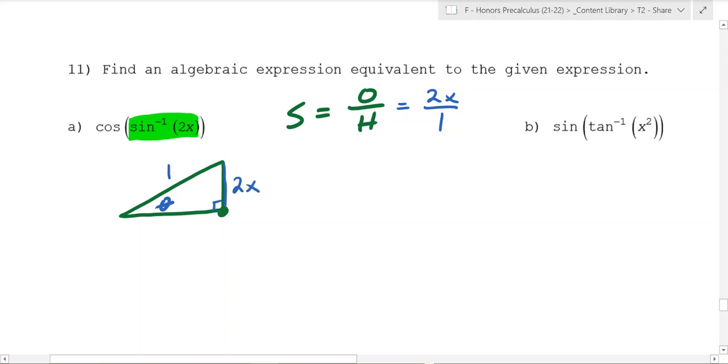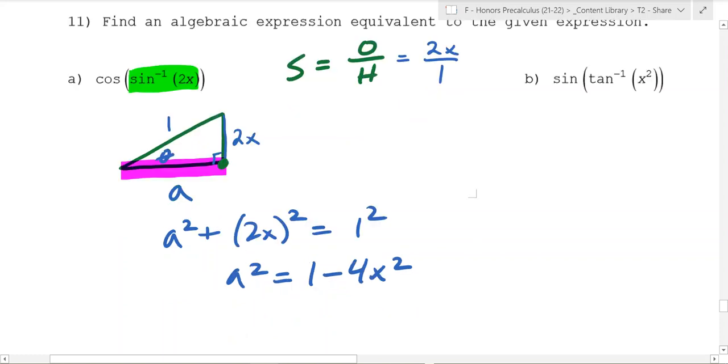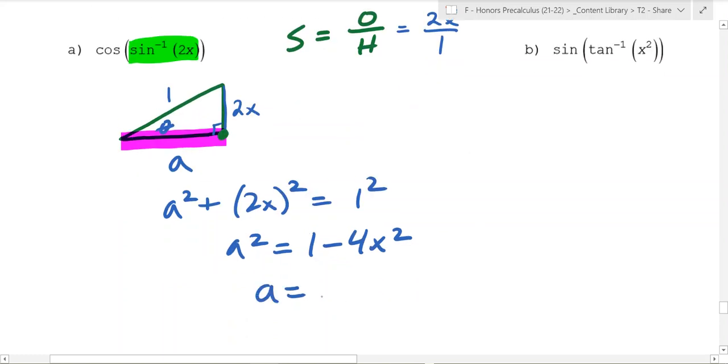But if this is a right triangle, we can figure out what the base is with the Pythagorean Theorem. Let's call that a. So we know that a squared plus 2x squared is going to equal 1 squared. So a squared is equal to 1 minus 4x squared. So a, the length of the base, is equal to the square root of 1 minus 4x squared. And we take the positive because we're only interested in positive lengths.